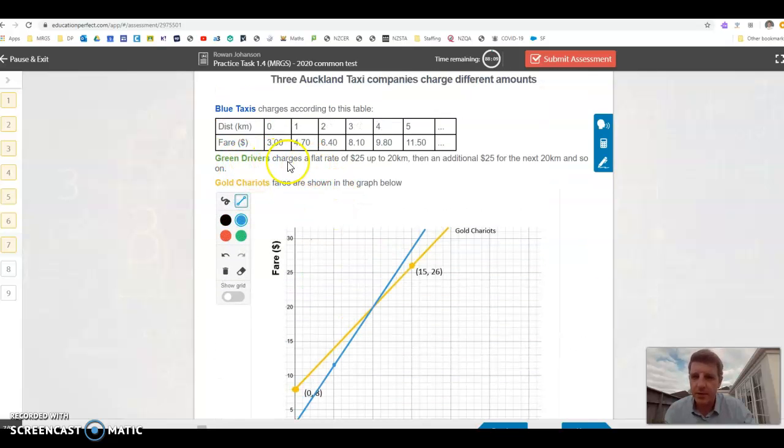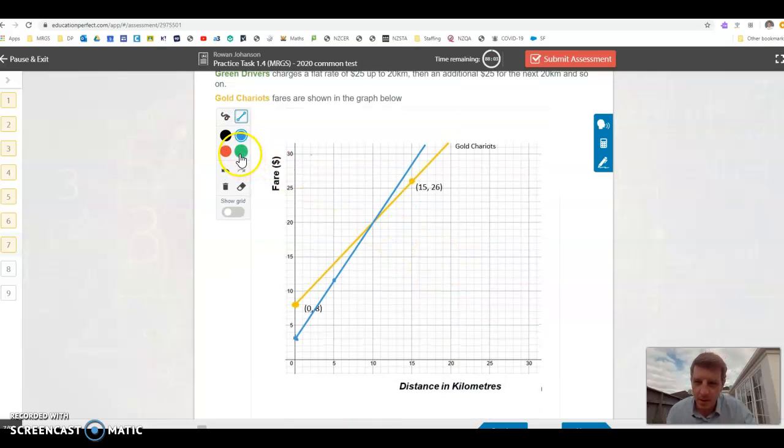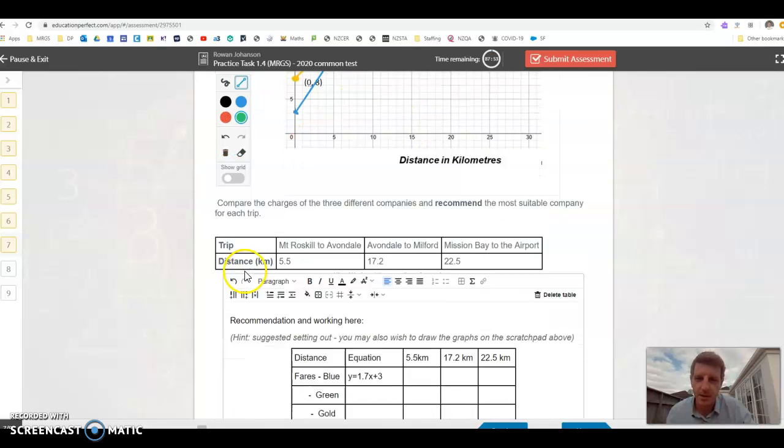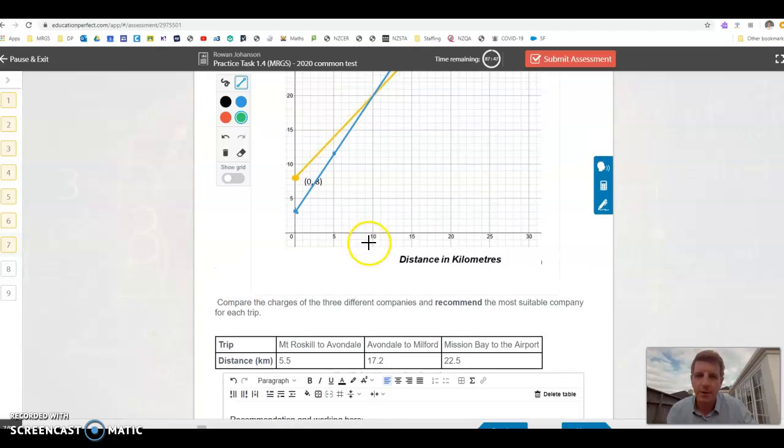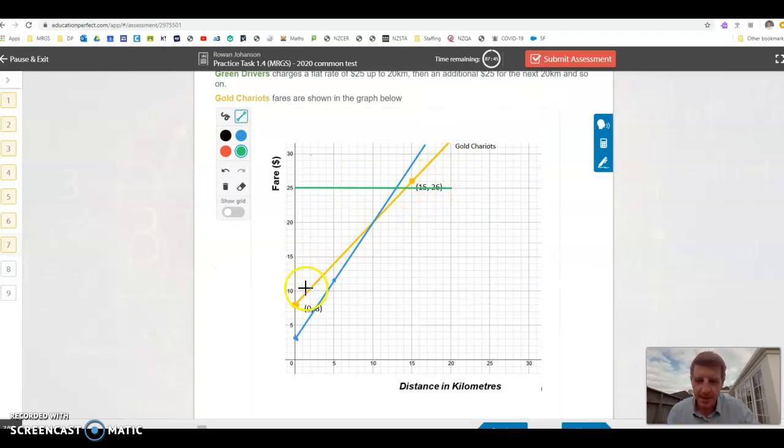The next one is green drivers charge a flat rate of $25. So it's flat up to 20 kilometers, which means up to here. So I'm going to use the green line, and I'm going to go to 25 the whole way up to 20. And then I stop. And that's all done. So that means my green line is going to be y equals 25.